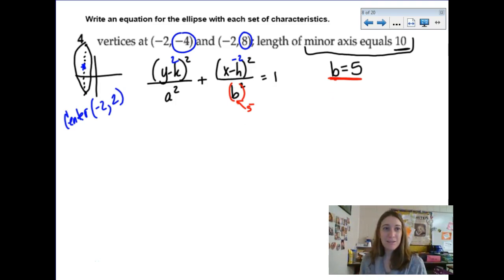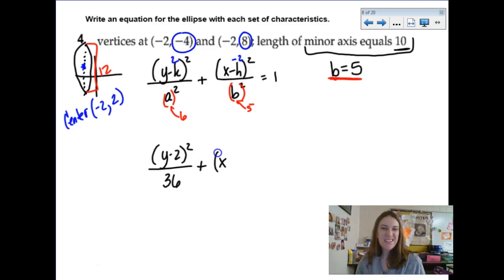And let's see. Oh, I think we know a. Awesome. Because a is half the length of the major axis. So the major axis is a distance of 12 units, right? So a value would be 6. All right, let's rock and roll. We have (y minus 2) squared over 6 squared, so 36, plus x minus negative 2, so (x plus 2) squared over 25 equals 1.